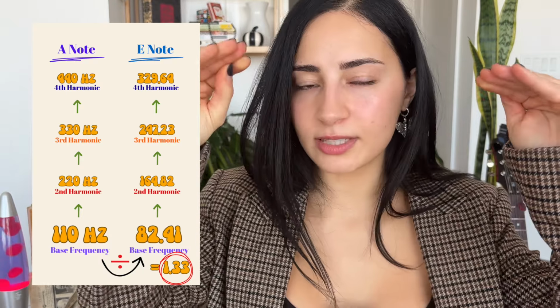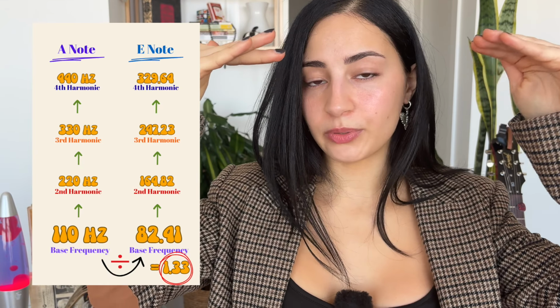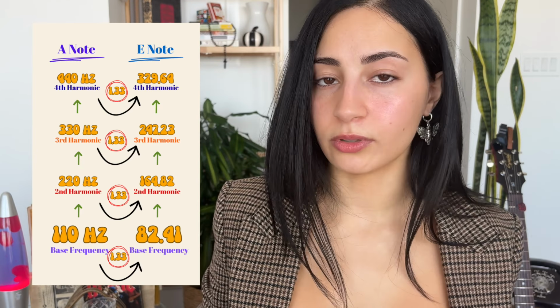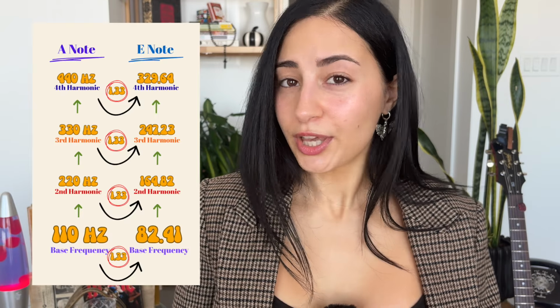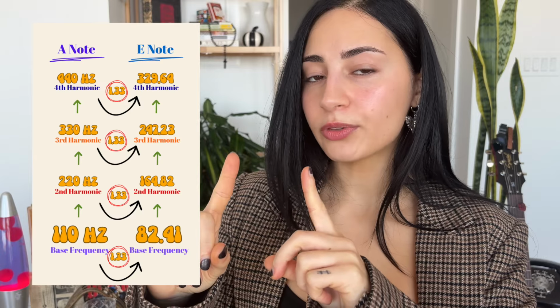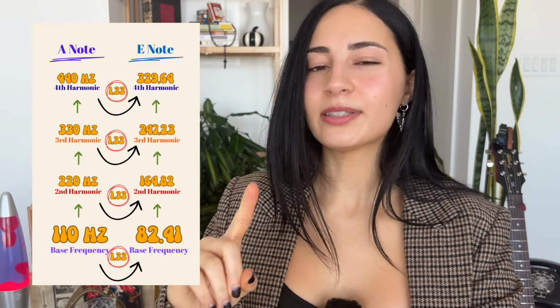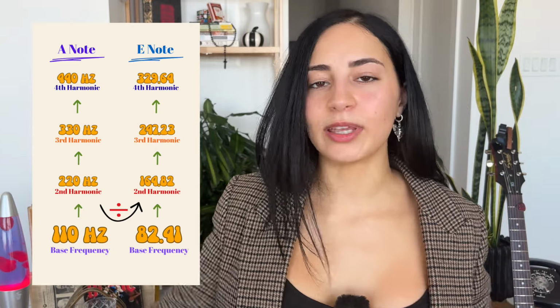And now the thing with the ratio of the harmonic series is that if one of the harmonic series vibrates 1.33 times faster, then all of them do, okay? Because that's just the symmetry of the way harmonic series works. So every one of the harmonic series in the A note vibrates 1.33 times faster than the harmonic series of the E note. So let's calculate the ratio of the second harmonic just to see that I'm not lying, you know? So we'll take 220 divided by 164.82, and again we get 1.33.